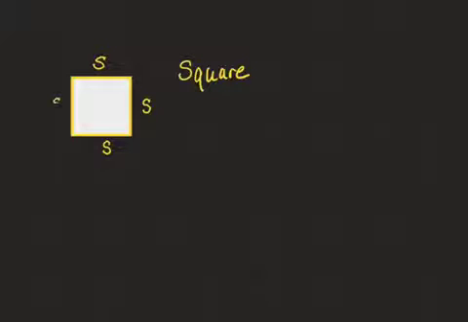And since all the sides are the same, they all have the length s. So the area of a square equals a side times a side, which is the same thing as a side squared. Do you see where the name comes from? Side times side. Side raised to the second power is a side squared.